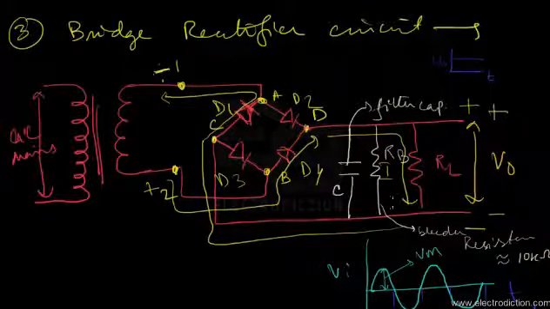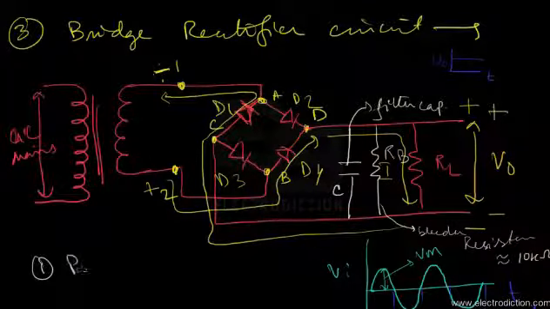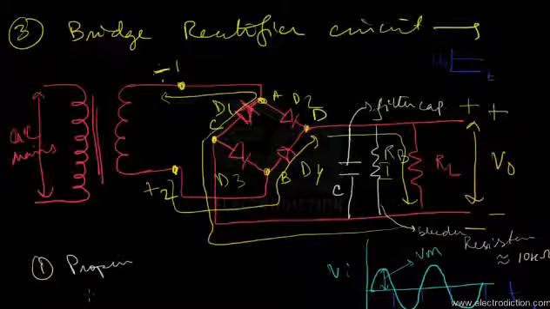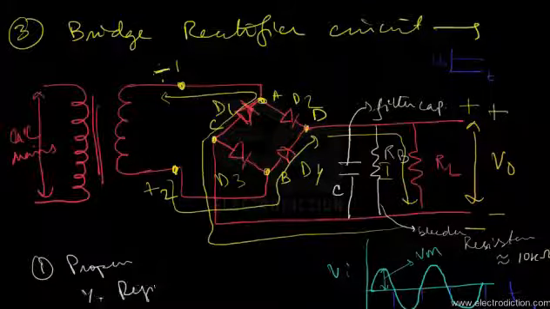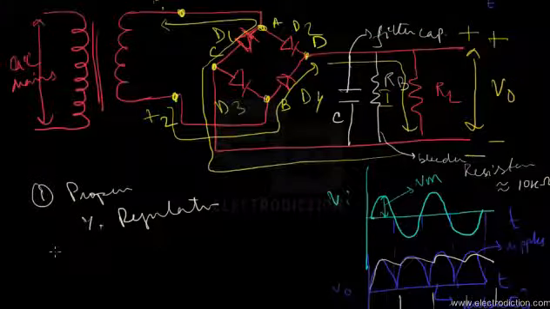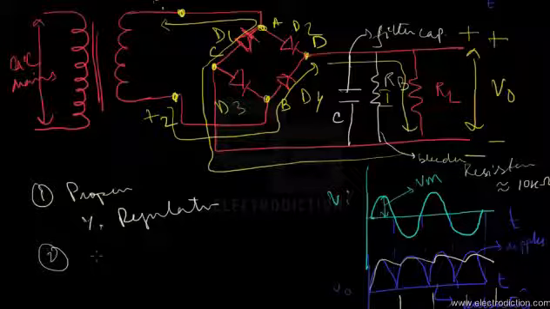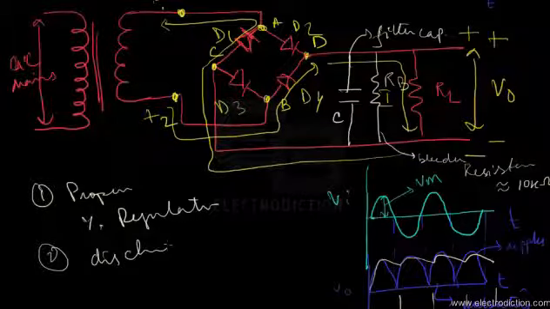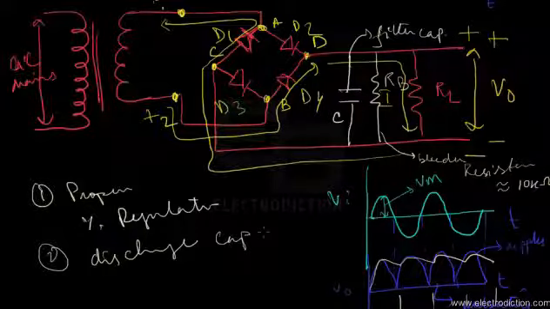The use of the bleeder resistance is for two purposes. One is to provide a proper percentage regulation. The greater the regulation factor, the better our rectifier circuit is. And number two is the discharge of the capacitor during switch off.